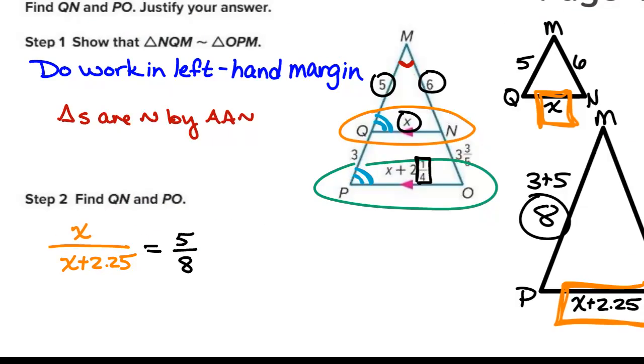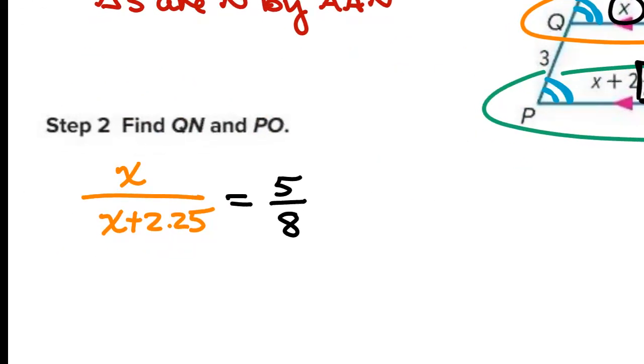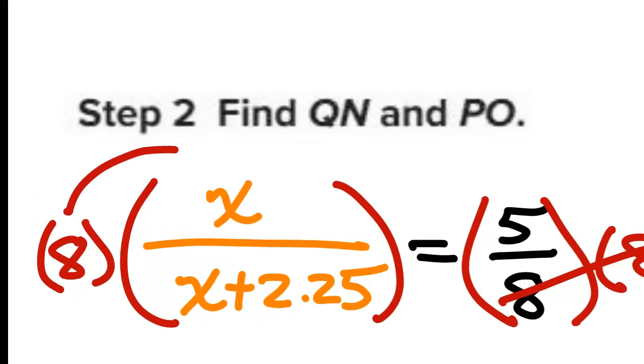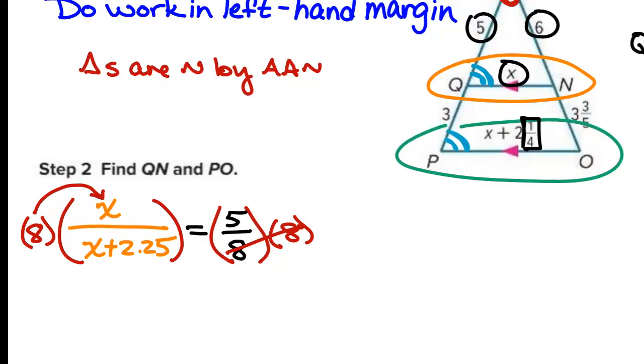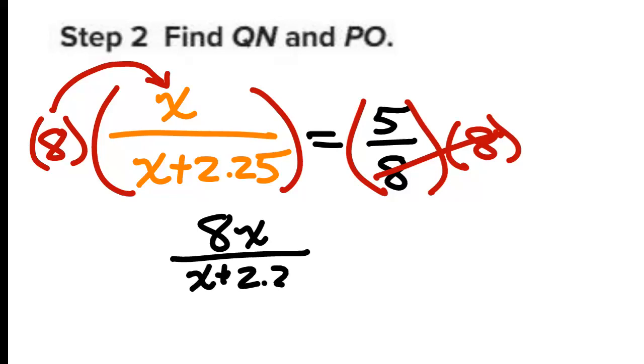What do we need to do to get rid of fractions? Multiply. Which fraction do you want to get rid of first? The X plus 2.25 or the 8? 8 is the first one that I heard. It does not matter which fraction you decide to get rid of first, which denominator you decide to multiply by. What you do need to remember, though, is that when you multiply by a denominator, it's only going to distribute to the top. So that would be 8x over x plus 2.25 equals 5.